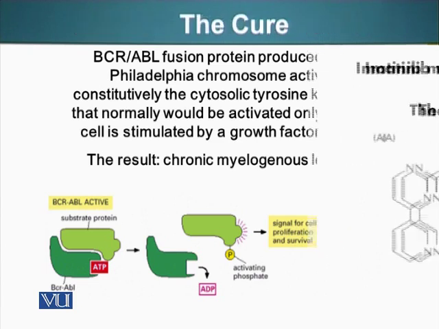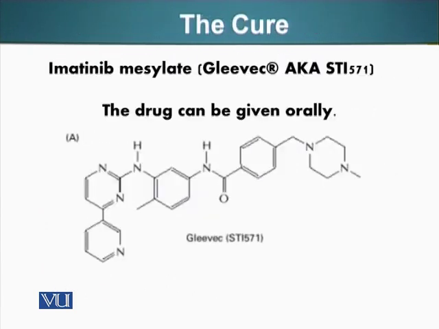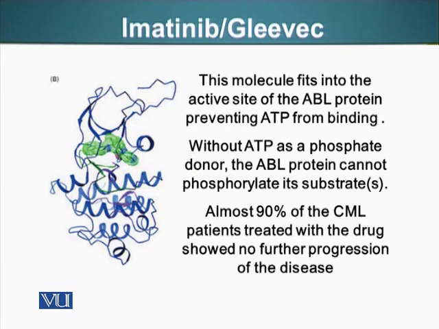So let's look at how we can cure that. One of the ways we could do that is to find a molecule that would bind this enzyme and inhibit its function. People did simulations on computer. They came up with a molecule called Imatinib, which is sold under the name Gleevec. This molecule fits in the active site of this enzyme. We know what the active site of an enzyme is. When it fits in the active site of the enzyme, it prevents this BCR-ABL fusion protein from binding ATP.